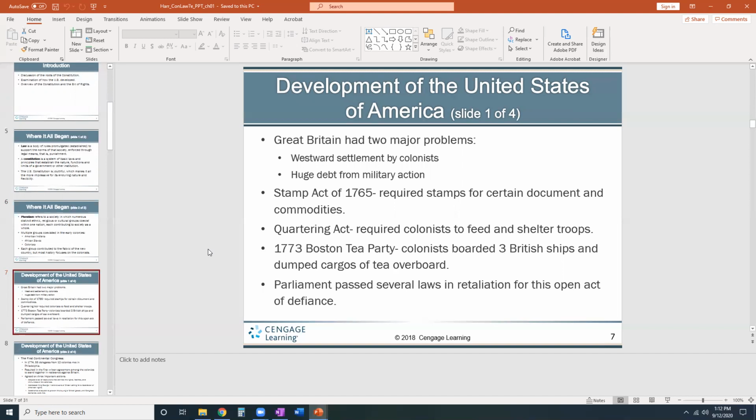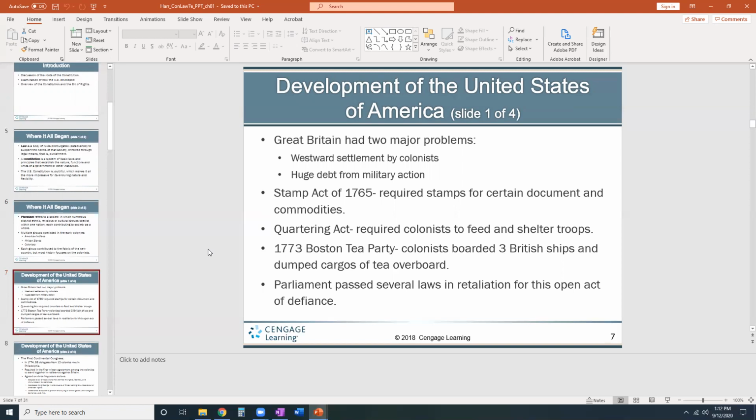And the British wanted to be able to pay off the debt from that war. What they decided to do was raise the taxes of the individual colonies in what we now call the United States.